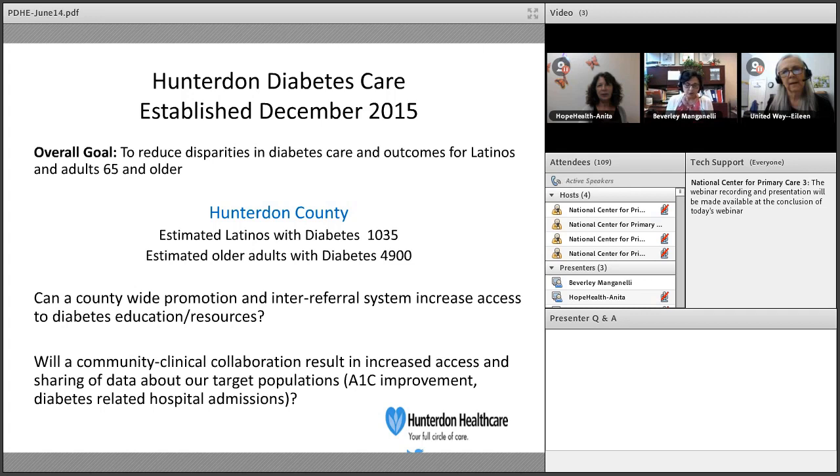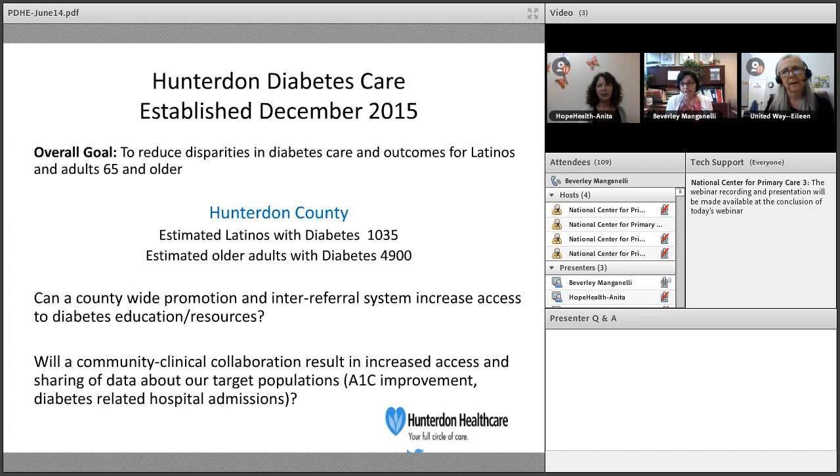But our overall goal was to reduce the disparities in diabetes care and outcomes for Latinos and adults 65 and older. We came to the conclusion that we bit off a little bit more than we can chew. So ultimately we decided to focus on the Latino population specifically. So again, since we're rich in resources but low in usage, which threatens the sustainability of many of our programs, we wondered if a community-wide promotion of our diabetes services in conjunction with an inter-referral system among those resources would increase access for these patients to those available resources.